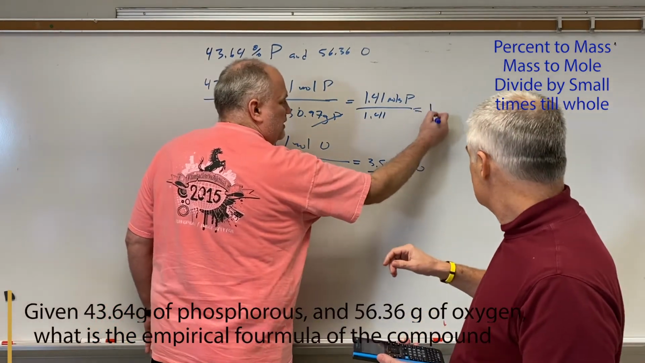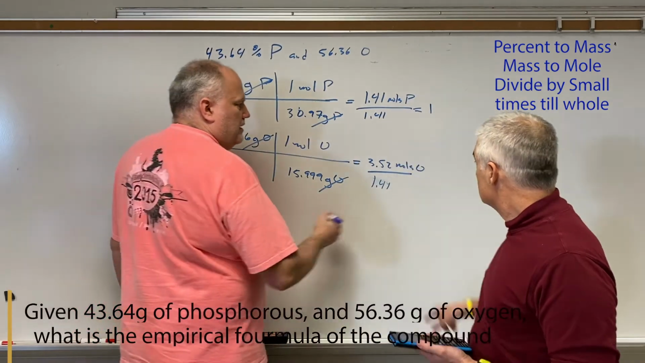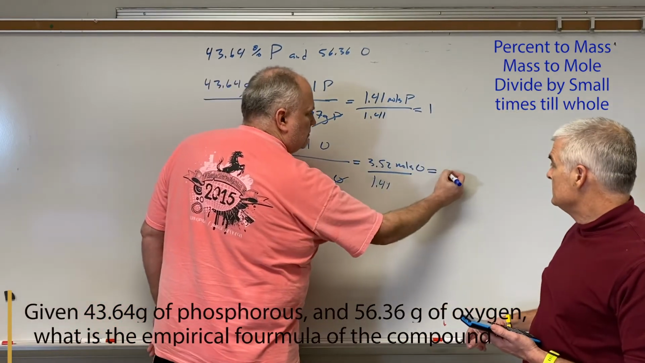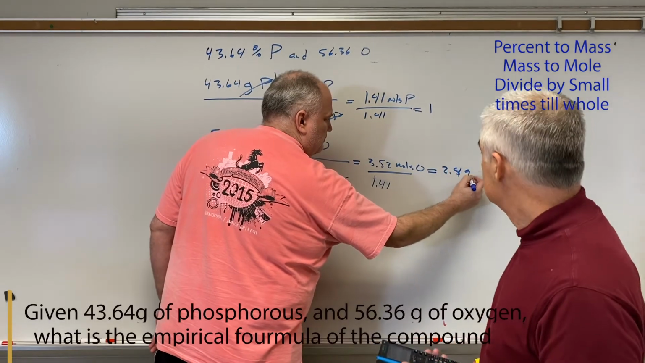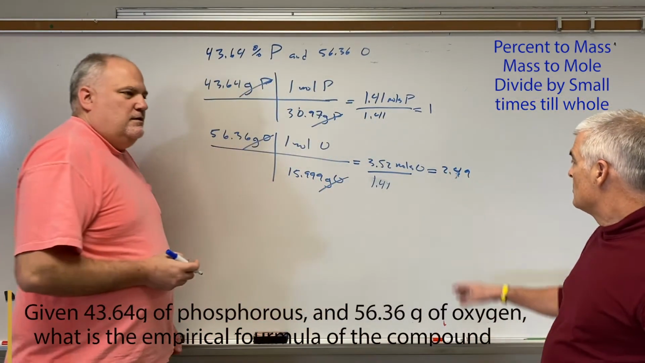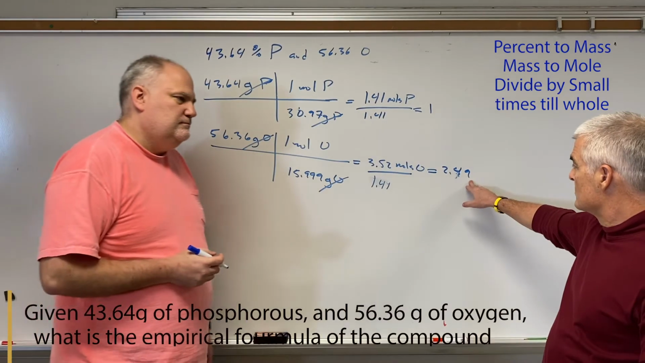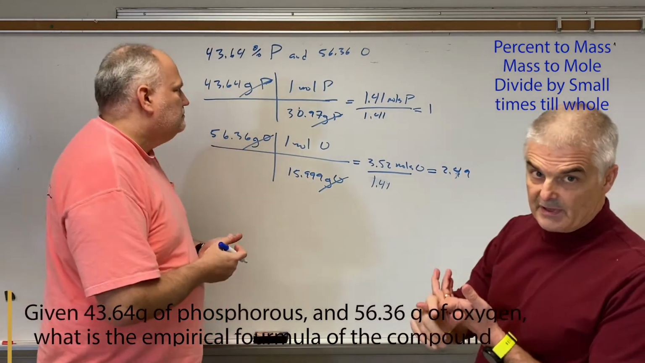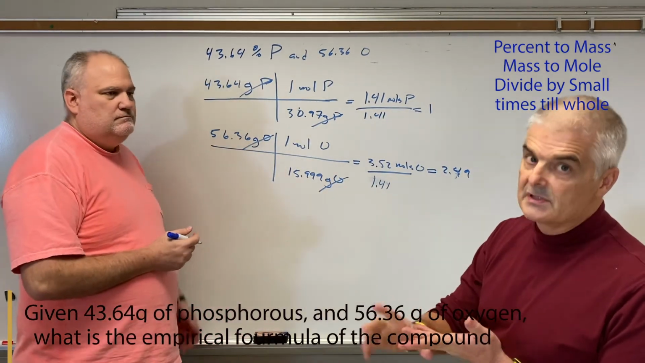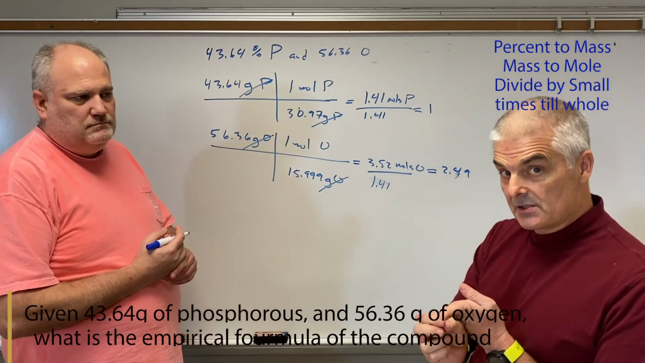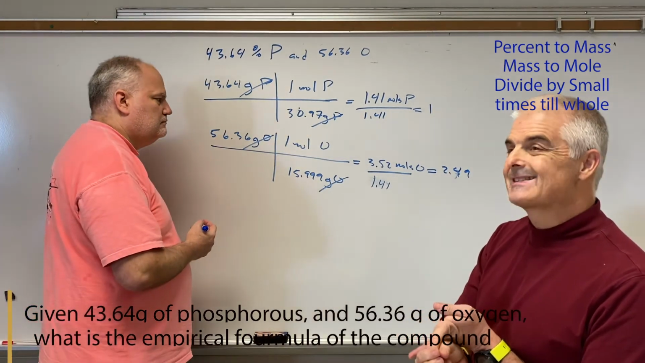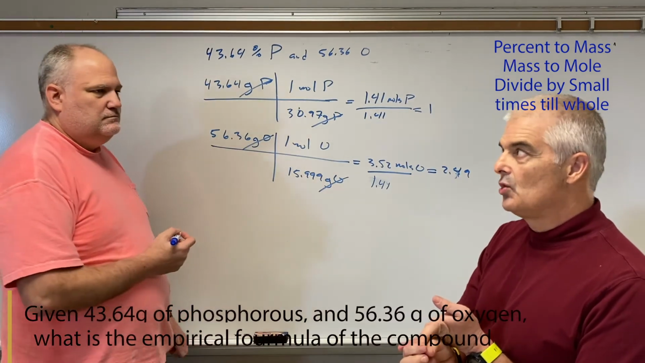So this is going to give us a 1, and then that's going to be actually 2.49. So on this one, guys, the issue, of course, is that's not a whole number. So percent to mass, mass to mole, divide by small. Now this is the one that gives you trouble, and then we say times till whole. So we can multiply by some number so that we get a whole number.